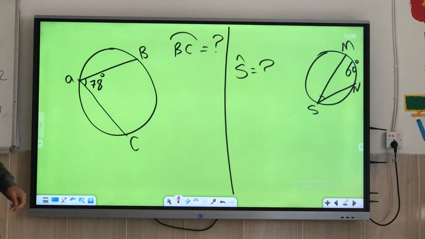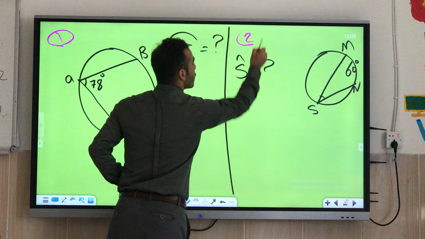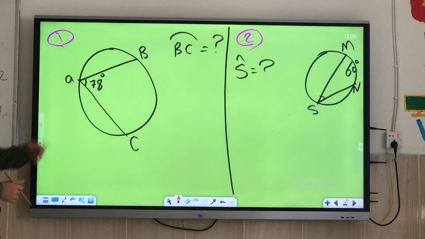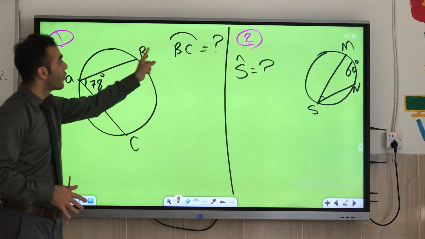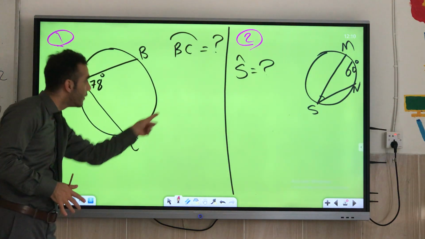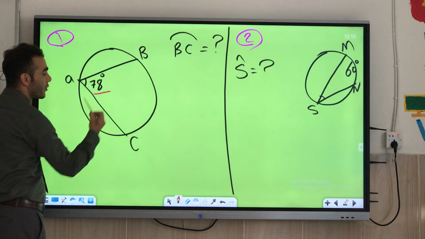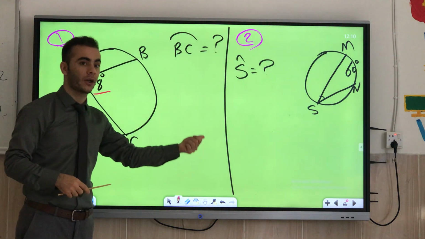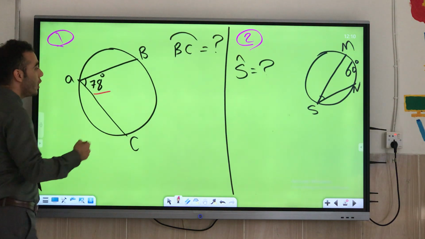Here we have two examples. In example 1 and example 2, we have a different story in each of them, but in both we are dealing with an inscribed angle. In the first one, it gave us the inscribed angle and it asks for the arc, which is arc BC, against the inscribed angle. The inscribed angle's measure is equal to 78, so it means it is half of the arc. That's why we need to multiply it by 2 in order to get the answer.